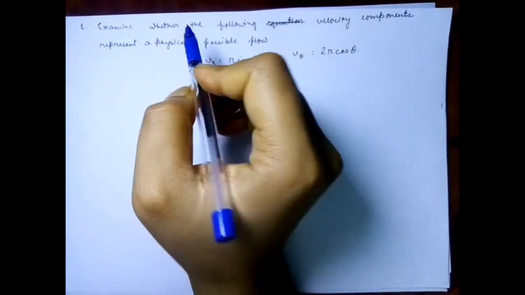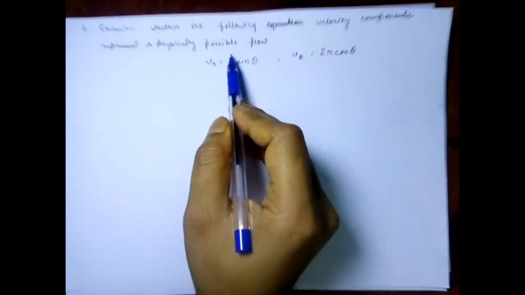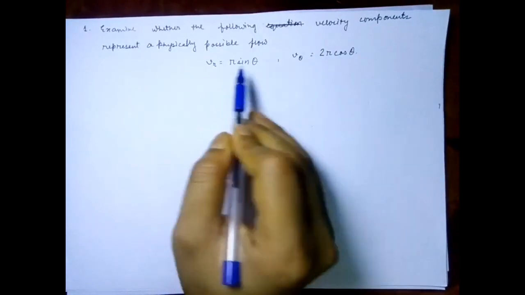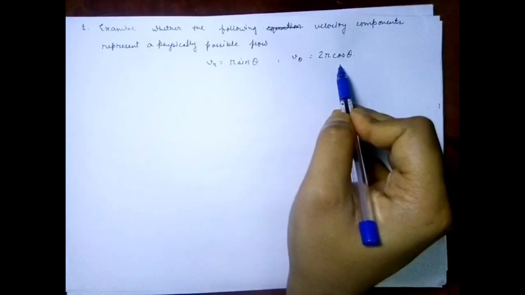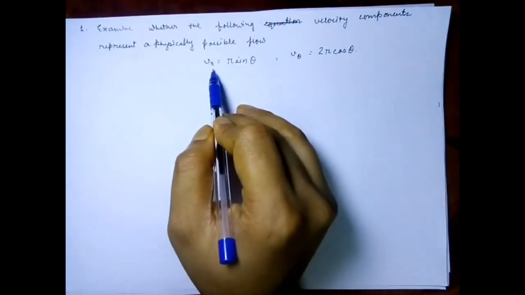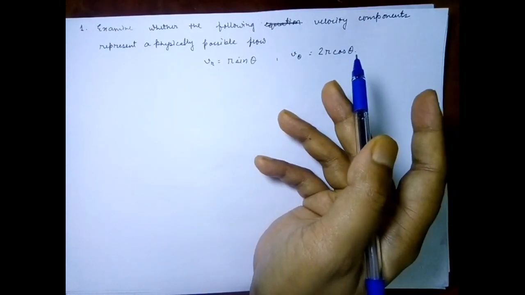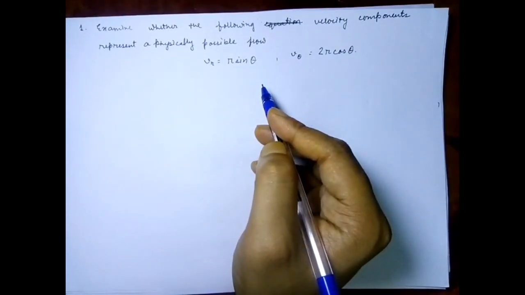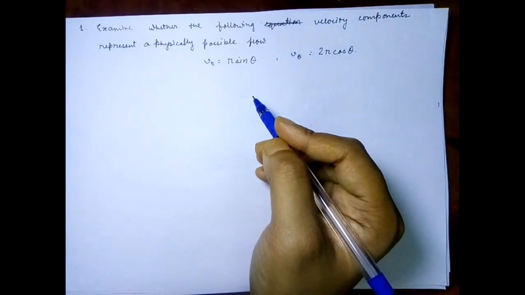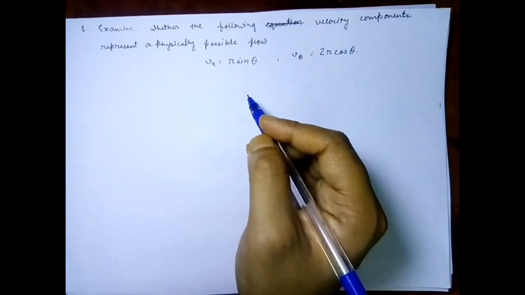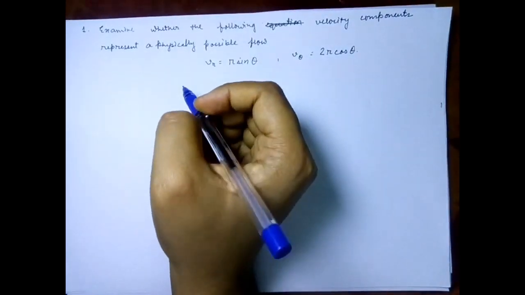Examine whether the following velocity components represent a physically possible flow. Two velocity components are given, Vr is equal to r sin theta and V theta is equal to 2r cos theta. So as you see, here are r and theta terms. So this is basically the cylindrical polar coordinate form of the continuity equation. So we have to prove that this is a continuous flow.